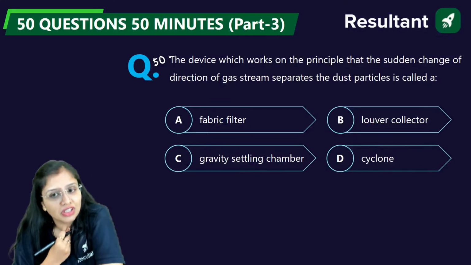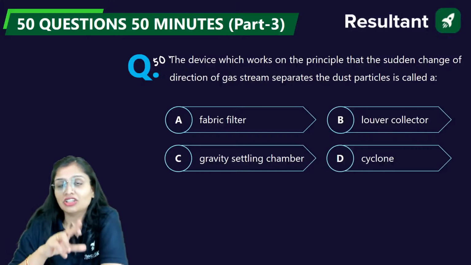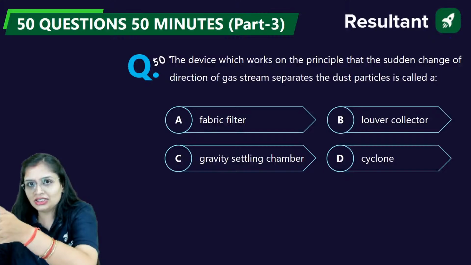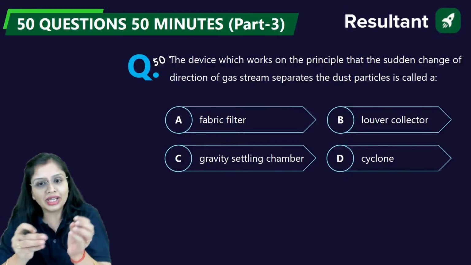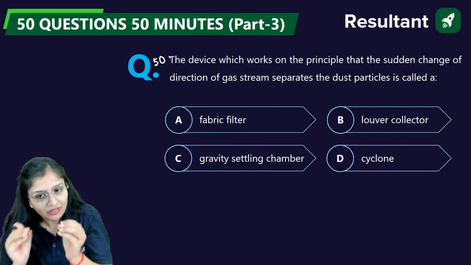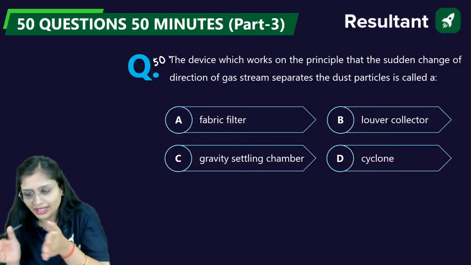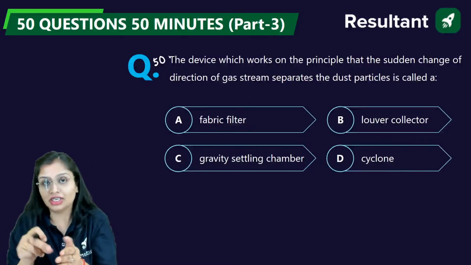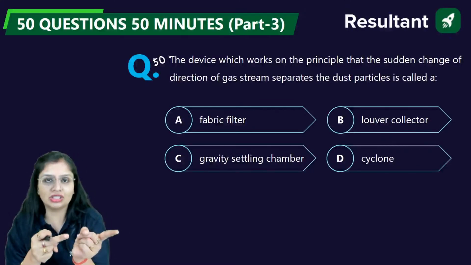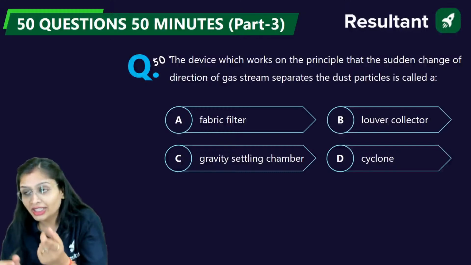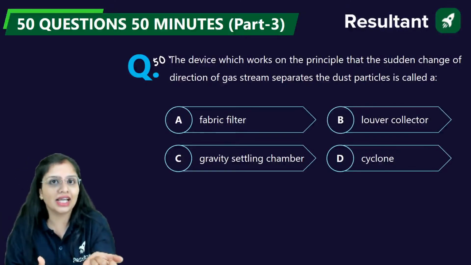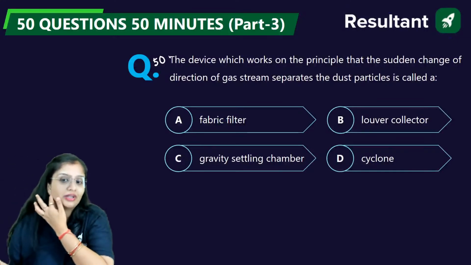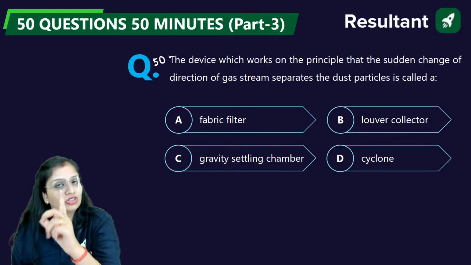The device which works on the principle that the sudden change of direction of gas streams, if the direction like gas is moving like this, suddenly you change the direction, so the dust particles will separate out. Like the gas stream was moving, and in that gas stream dust particles were there. The moment the gas streams changed their path, particles are heavy, they are not able to change the direction quickly, so they will be separating out from the gas streams. So what you call it? Which device works on this principle?